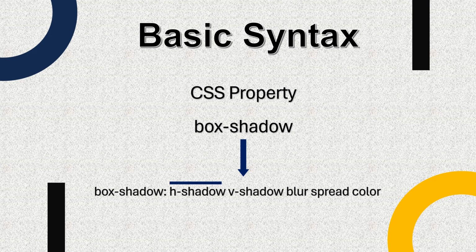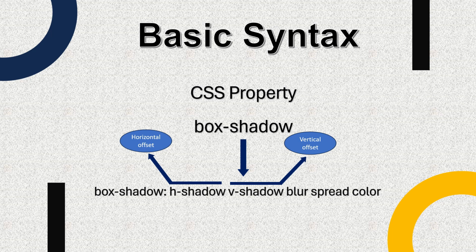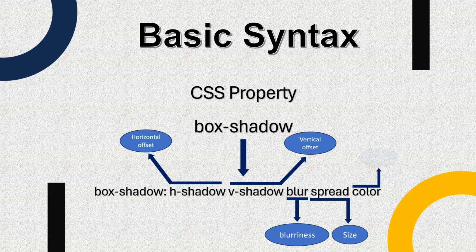The h-shadow and v-shadow values control the horizontal and vertical offsets of the shadow, respectively. The blur value adjusts the blurriness of the shadow, while spread controls its size. And, of course, color sets the shadow color.